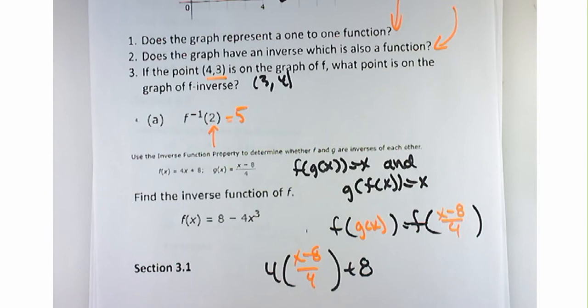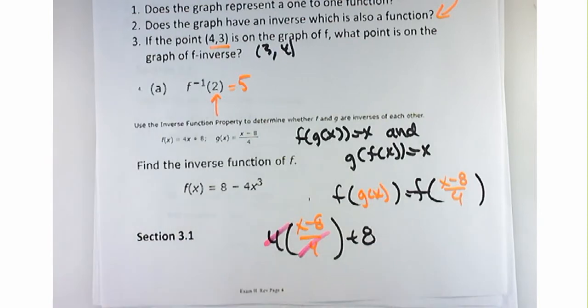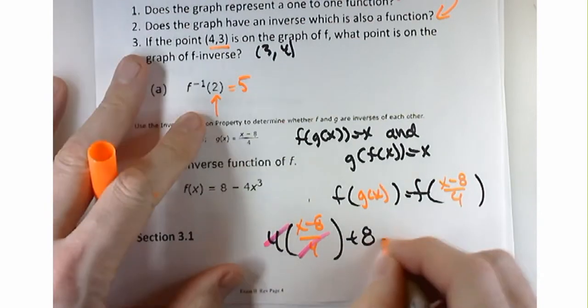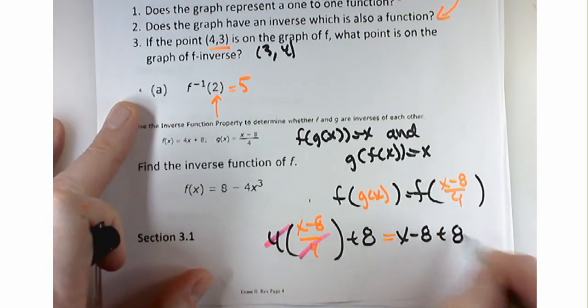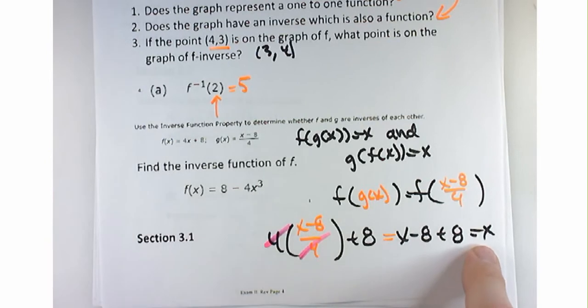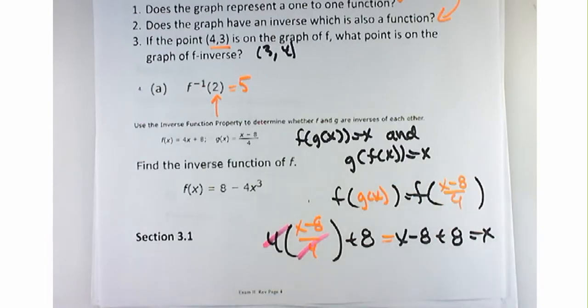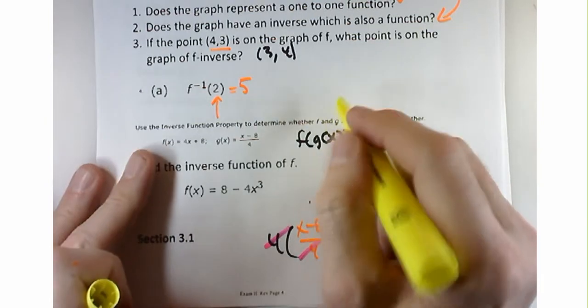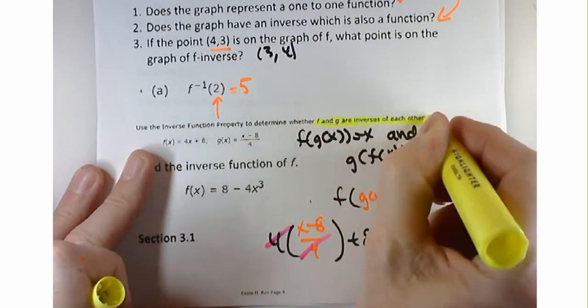And I get lots of nice simplification. What's the first thing you can see that'll simplify? Cancel out the 4's. That leaves me with x minus 8 plus 8. And the x's cancel and gives you x. If you did this in the opposite direction, you would again get x. And that's telling you the big conclusion here, which is that f and g are inverses of each other. That's the big thing to see here.